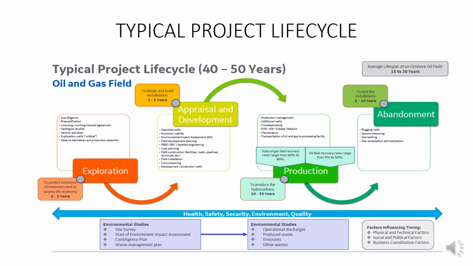Moving on to production, the natural gas field recovery rates range from 60% to 80%, while the oil field recovery rates range from 5% to 50%. And it takes 10 to 30 years to produce hydrocarbons in this phase. Additionally, this phase consists of production management, troubleshooting, enhanced oil recovery, maintenance, transportation of oil and gas to the processing facilities.